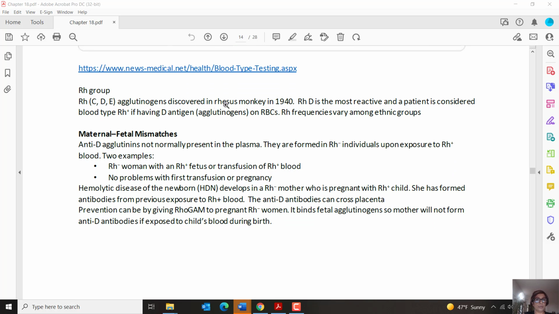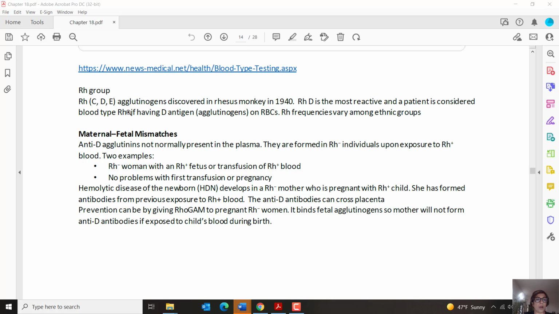The Rh group was found in 1940, a little later than the ABO blood groups were found. A person is Rh positive if they have the Rh protein on their red blood cells. This has nothing to do with the ABO group. This is a completely different protein. Either a person has Rh or they don't, so we call them Rh positive or Rh negative individuals.